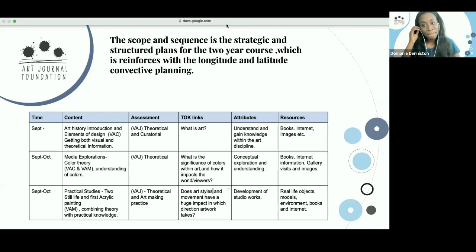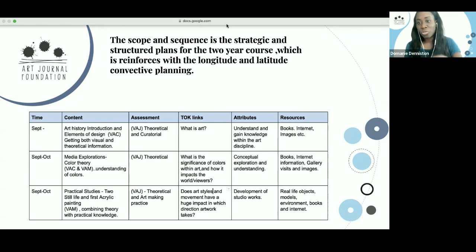Yes, so actually the suggestion I got is to select one or two ATL skills and reflect in your ATL statement and link it with your assignments. That is the requirement they are looking for from my school.